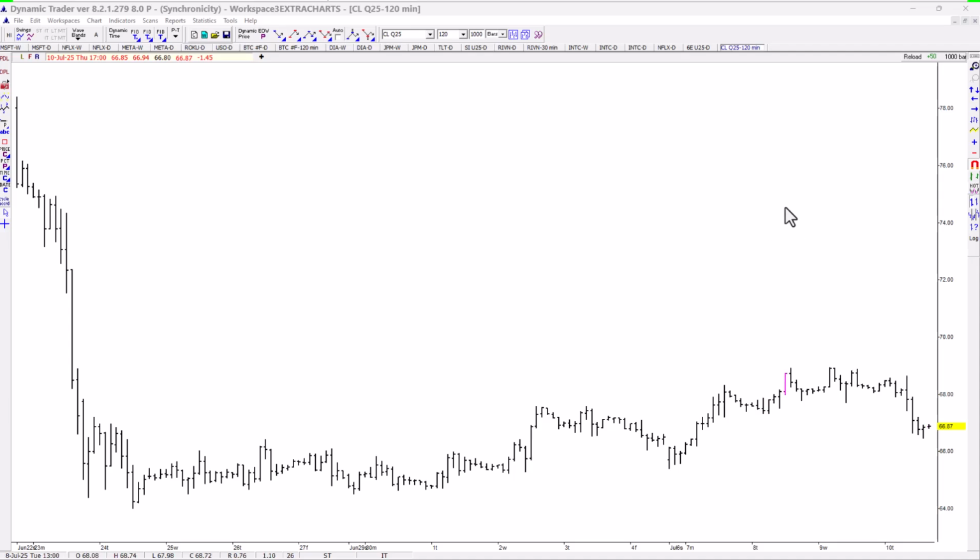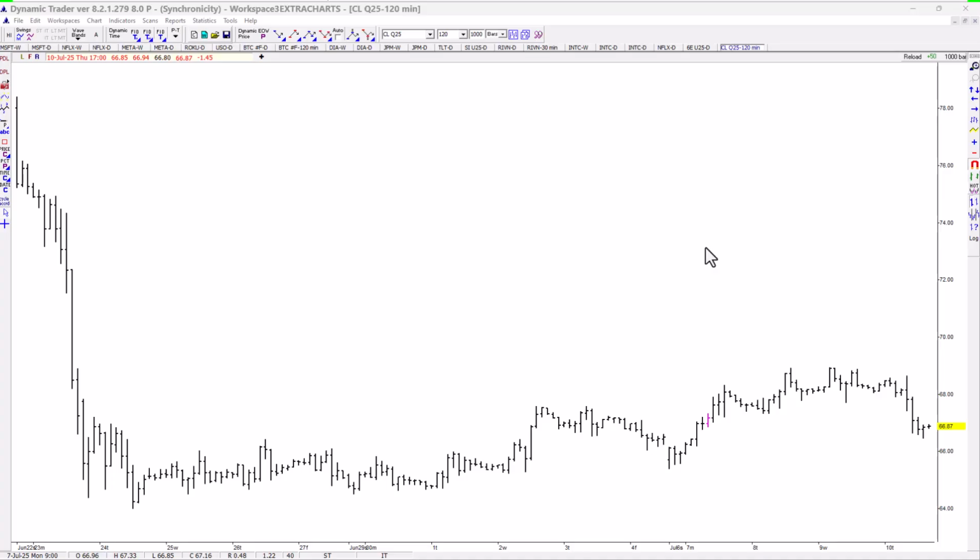In today's video, we're going to take a look at the 120-minute chart of August crude. And I know I have some buy zone setups. There's also going to be some sell setups, and I'm just going to walk through how I find them. Okay, so here again, this is the 120-minute chart.